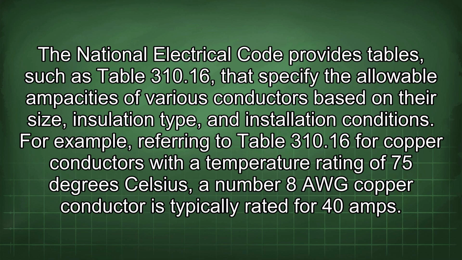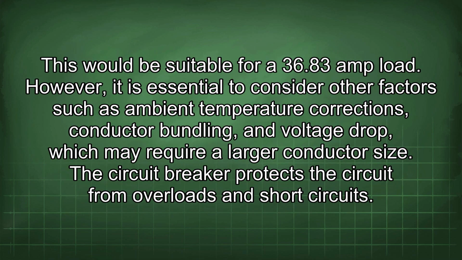For example, referring to Table 310.16 for copper conductors with a temperature rating of 75 degrees Celsius, a number 8 AWG copper conductor is typically rated for 40 amps. This would be suitable for a 36.83 amp load. However, it is essential to consider other factors such as ambient temperature corrections, conductor bundling, and voltage drop, which may require a larger conductor size.